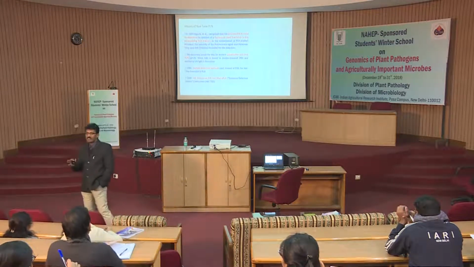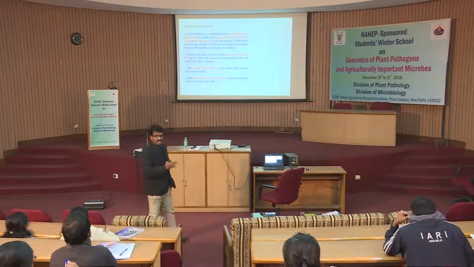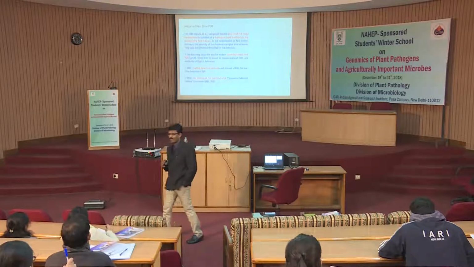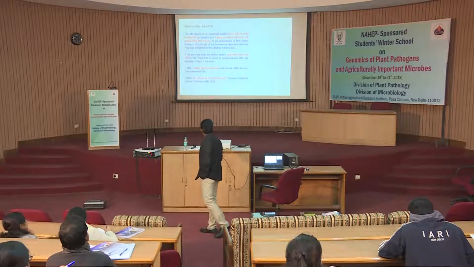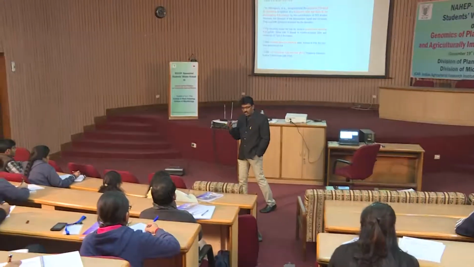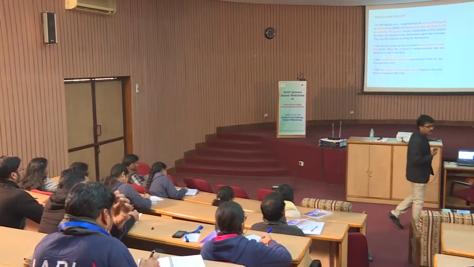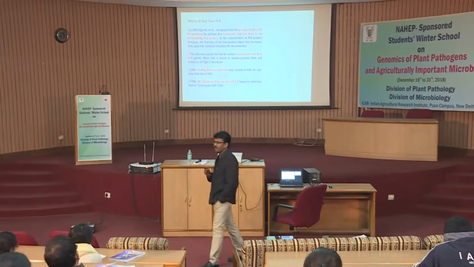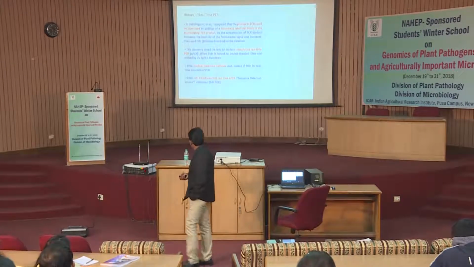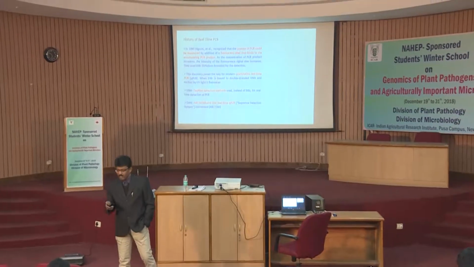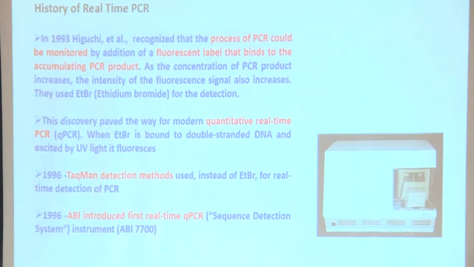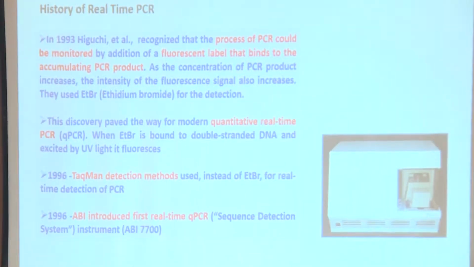Okay. So, the 1980s was the era of PCR, the 1990s the era of real time PCR. In 1996, ABI, Applied Biosystems, launched their product that automated the real time PCR, and that machine was called the sequence detection system. That machine is the ABI 7700. So, this is how it looks, it is a huge machine.